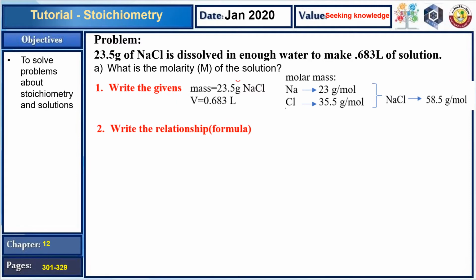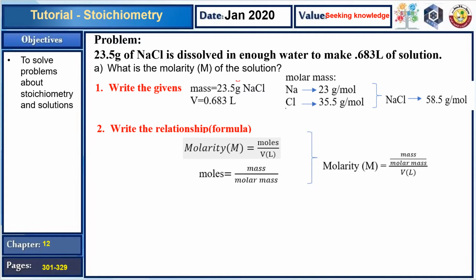Second step, write the relationship, or in other words, the formula. We are finding molarity here. The formula of molarity is moles over volume in liters. Here we are not given moles, but we can calculate moles using the relationship moles is equal to mass given over molar mass of sodium chloride. If we combine this relationship, we have molarity is equal to mass over molar mass over volume in liters.